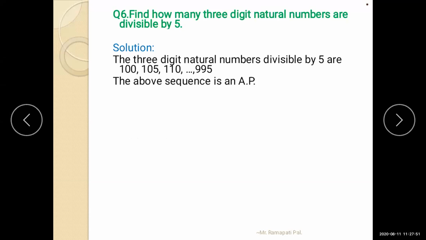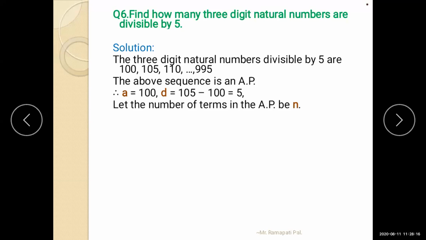Now the above sequence is an AP. From here we have to find out A and calculate what D is. Correct? So A is equal to 100. D is equal to 105 minus 100, which is 5. You can also write D is equal to 5 directly because it is given in the question.